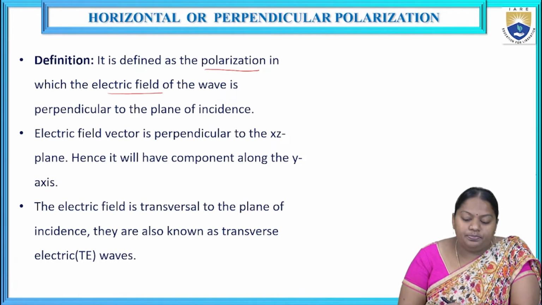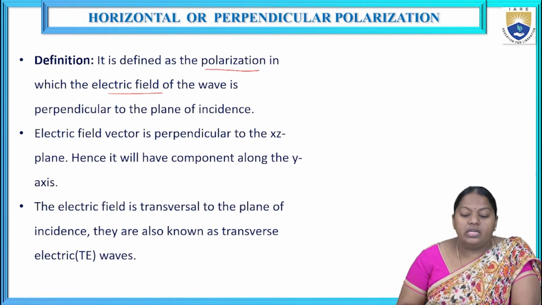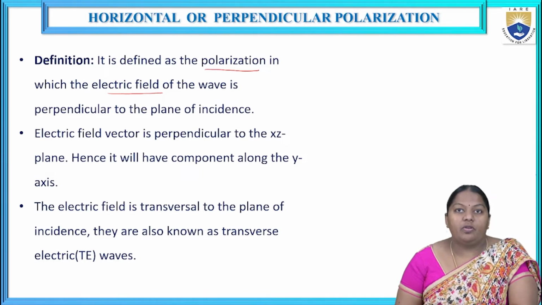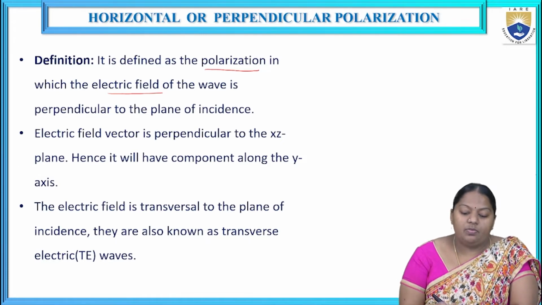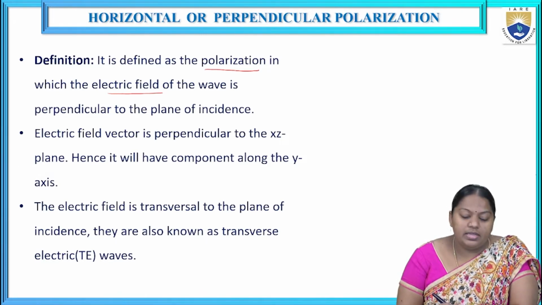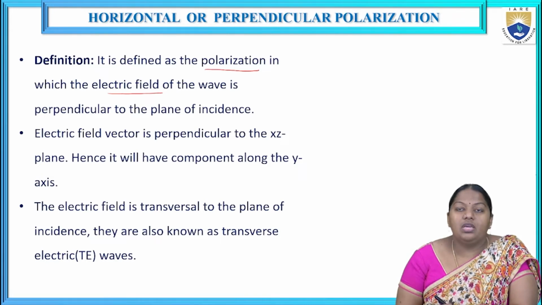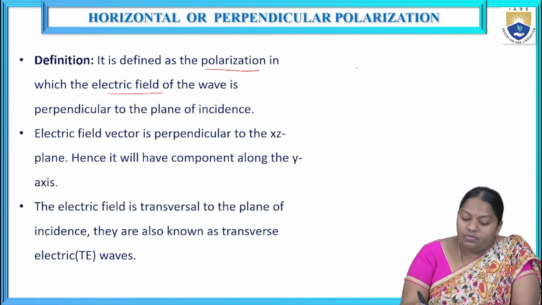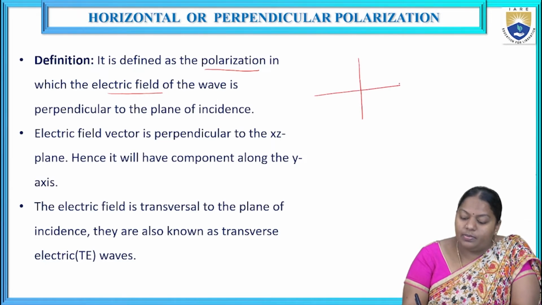So in the perpendicular polarization case, the electric field is perpendicular to the plane of incidence. Suppose we are going to discuss the vertical or parallel case, then the magnetic field is perpendicular to the plane of incidence. Now we are discussing horizontal or perpendicular polarization, which is defined as the polarization in which the electric field of the wave is perpendicular to the plane of incidence. Now the electric field vector is perpendicular to the xz plane. So which plane have we considered? The xz plane.